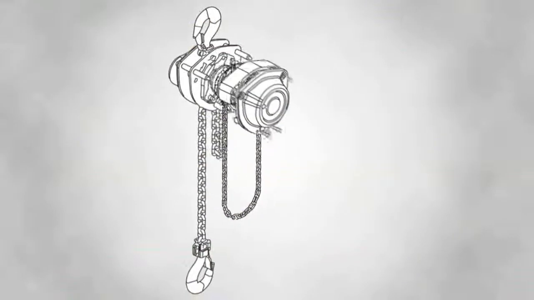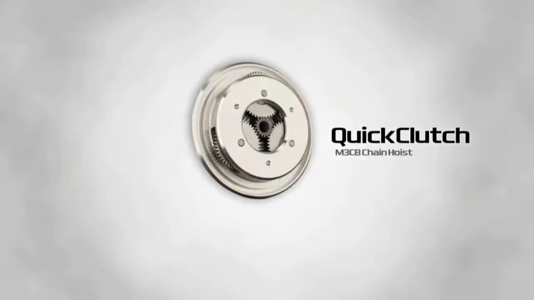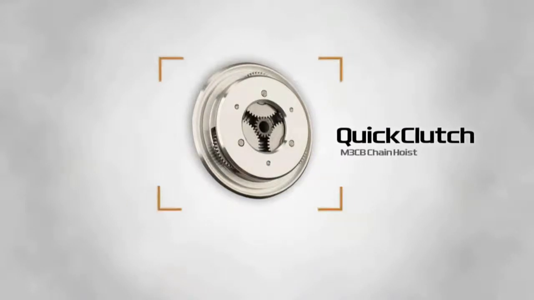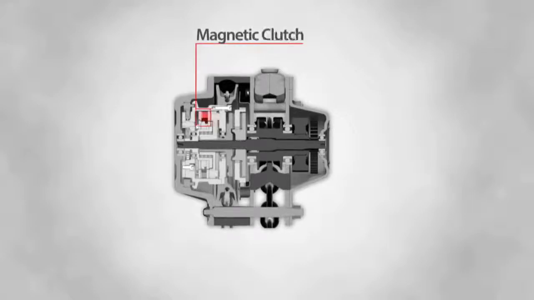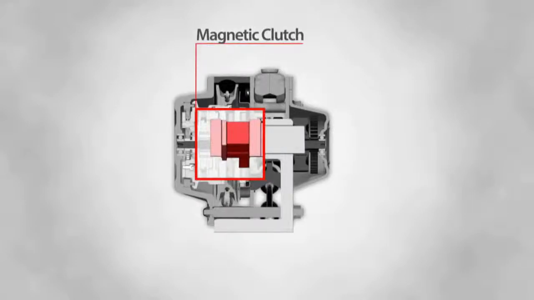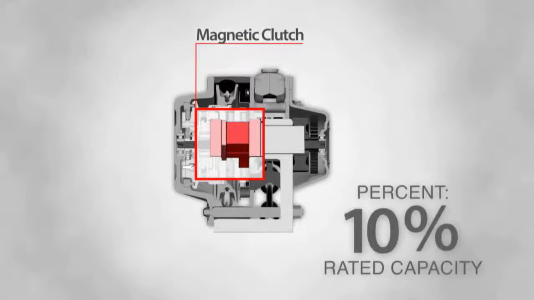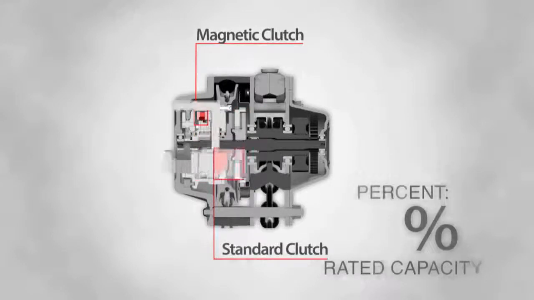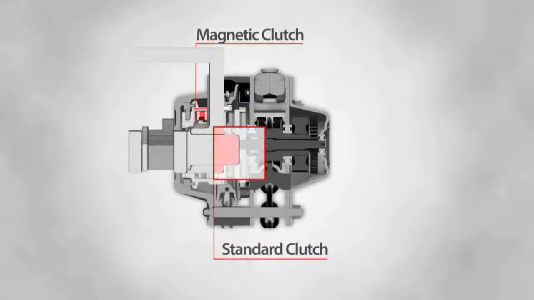The high-speed CB hoist's revolutionary technology is its quick clutch mechanism, which detects torque as the operator pulls on the hand chain. In an unloaded or lightly loaded state, a magnetic clutch is activated, allowing the hoist to be operated in high-speed mode. Once a load heavier than approximately 10% of rated capacity is applied, the magnetic clutch releases and a standard clutch engages. The hoist will now operate in standard speed mode.